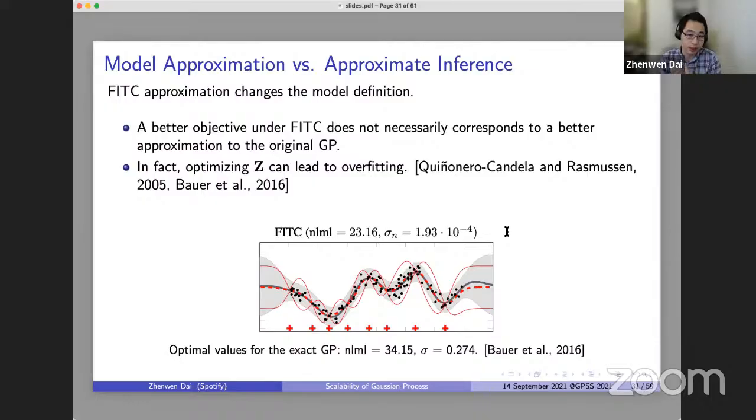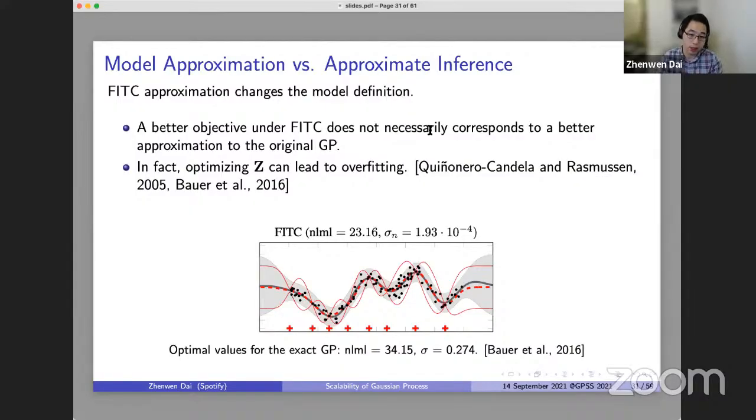This phenomenon has been studied multiple times in the literature, for example, by Joaquin Candela and Rasmussen, and also Bauer et al. The figure below shows this. The black dots are some data points. The solid gray curve is the true mean, and the gray shadow is the uncertainty of the true exact Gaussian process. The dashed red line is the FITC approximation mean, and the solid red lines are the two standard deviation error bar, and the red crosses are the locations of the pseudo data.